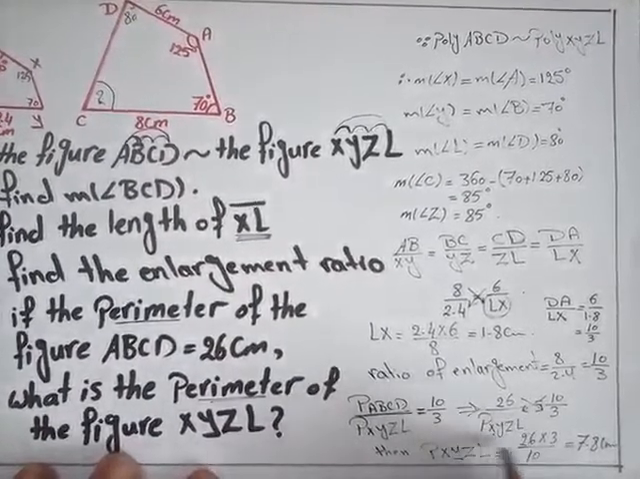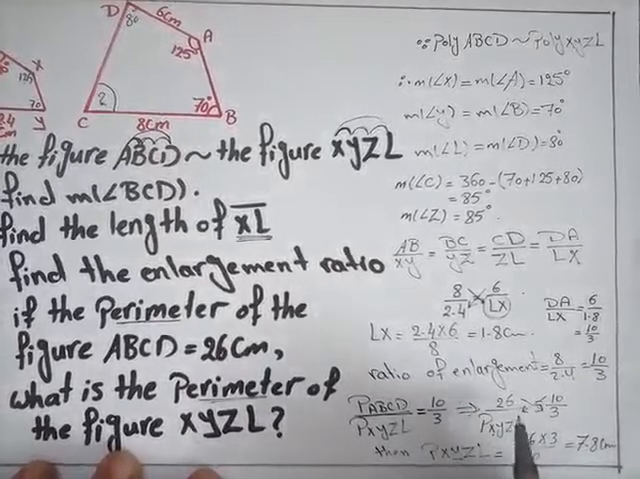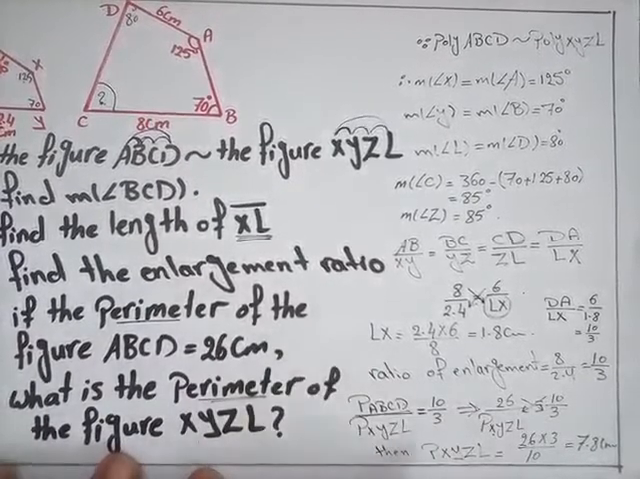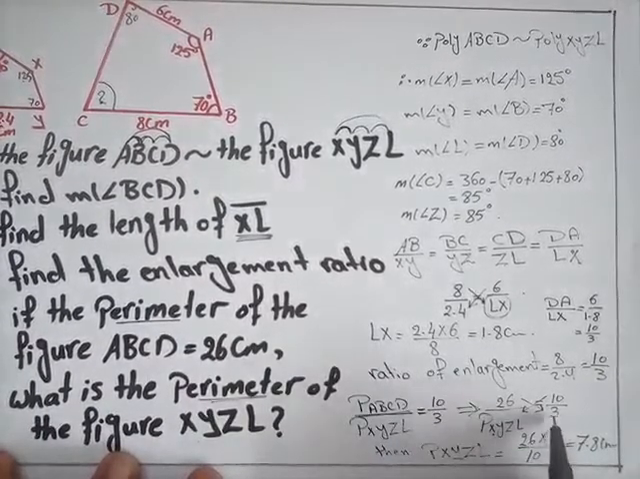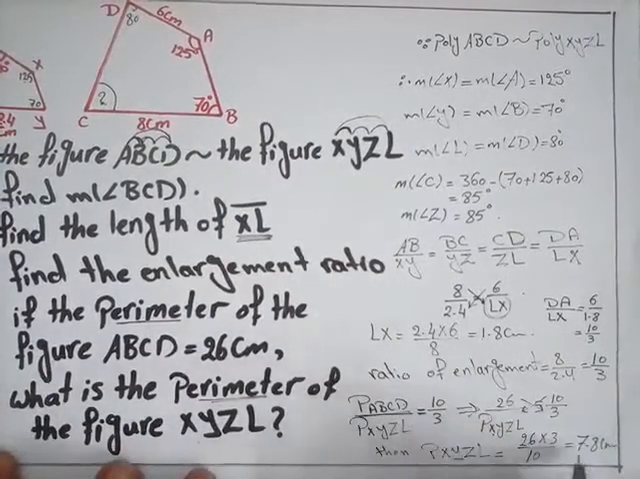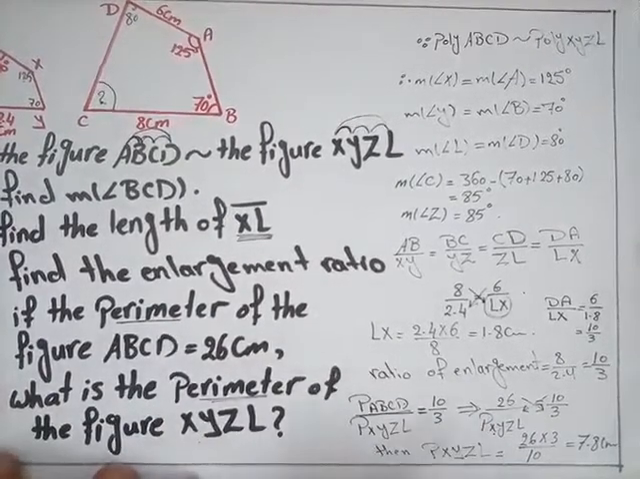From this proportion, we can find the perimeter of the polygon XYZL. 26 times 3 over 10 equals 7.8 centimeters.